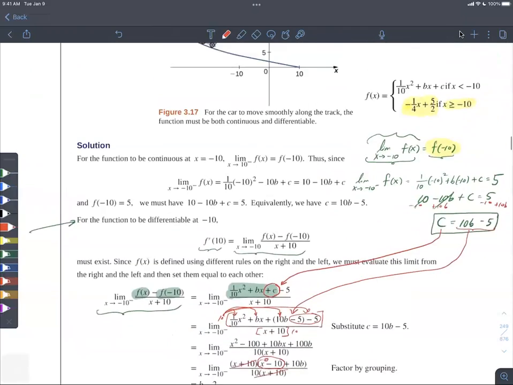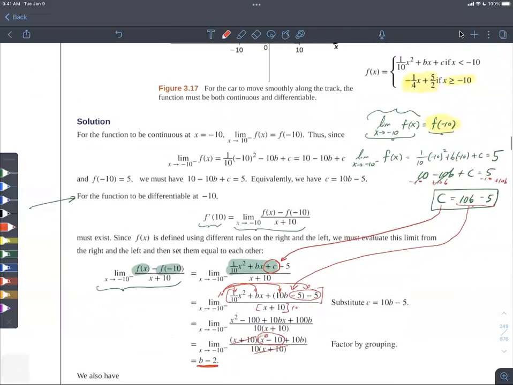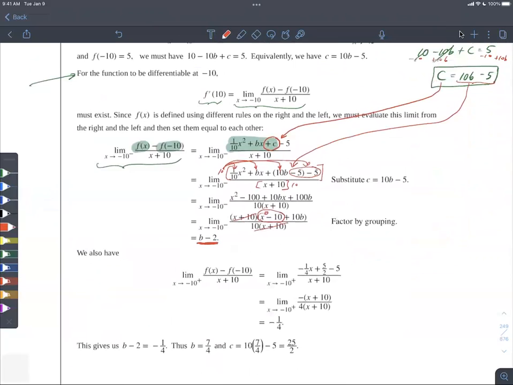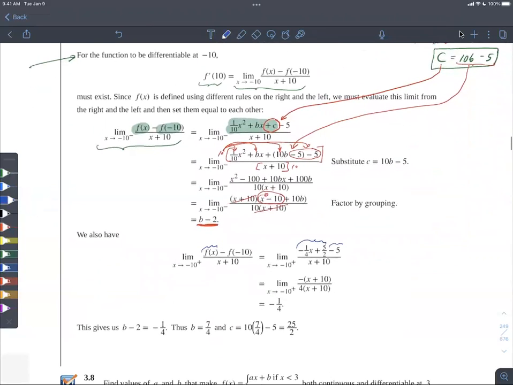The limit from the right-hand side hopefully won't be as challenging, because the limit from the right-hand side is going to use the rule from the right-hand side, which is a linear function. And so from the right-hand side, we have f of x minus f of negative 10. F of negative 10 is still negative 5. And then on the bottom, x minus negative 10 is x plus 10.